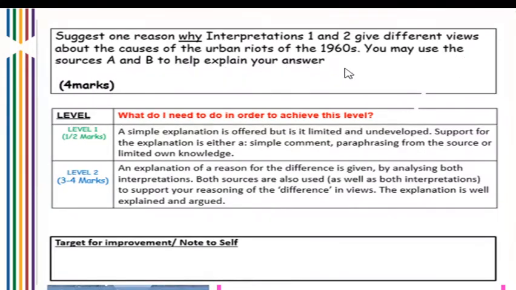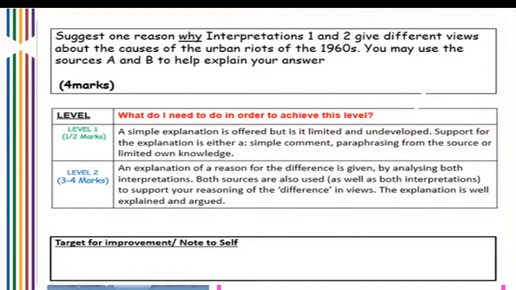Okay, and it also tells us at the end, you may use the sources A and B to help explain your answer. Well, I would say that these questions are worded just a little bit misleading, because instead of you may use, I would definitely use. Okay, it's important that you definitely use sources A and B to help you explain your answer.